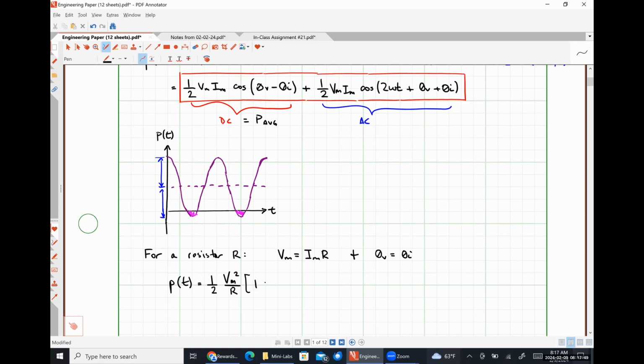So I'm going to put in brackets here, 1 plus, and now since we have another 1/2 Vm Im term, we're going to talk about that bit. So we're going to have cosine of twice omega t. And then since theta V and theta I are equal, theta V plus theta I could just be written as twice theta V.